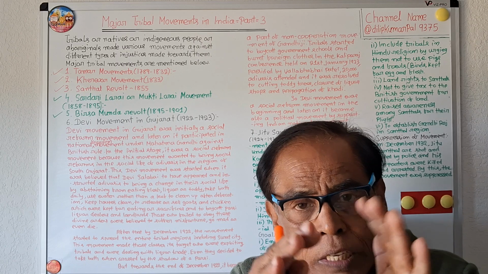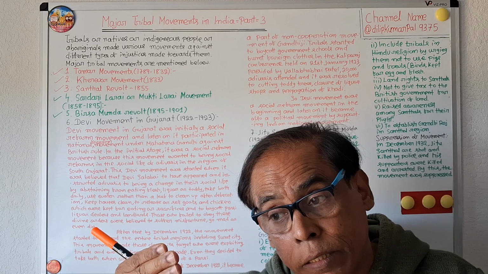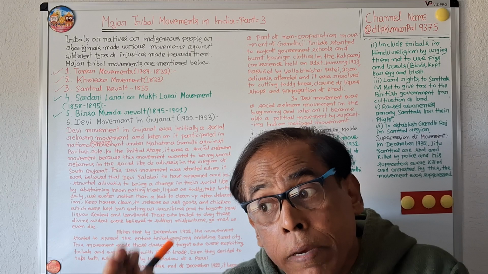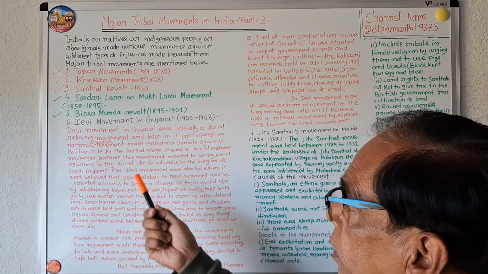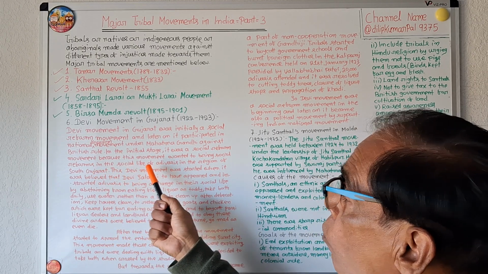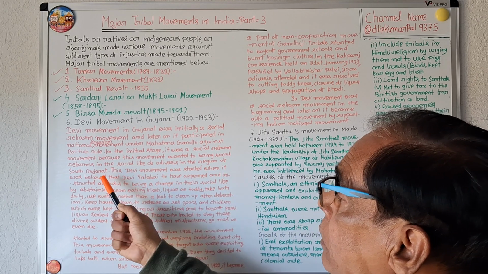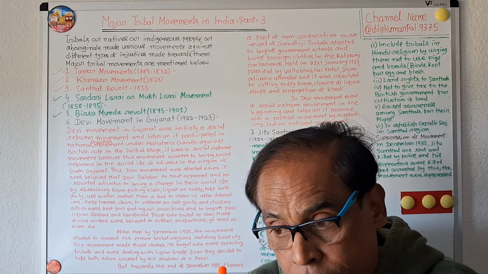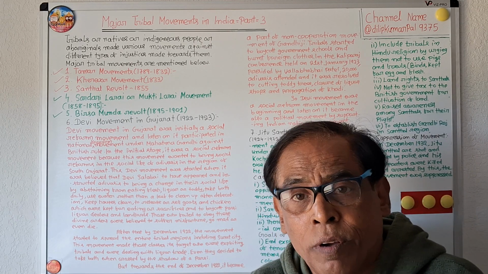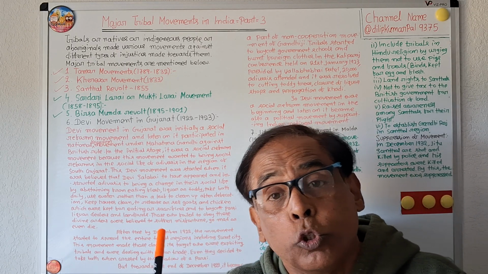So initially the Devi movement in Gujarat was a social reform movement, and later on it participated in India's freedom struggle under the leadership of Mahatma Gandhi, and it became a political movement also. In the initial stage, it was a social reform movement because it wanted to bring about reforms in the social life of Adivasis of the South Gujarat region.